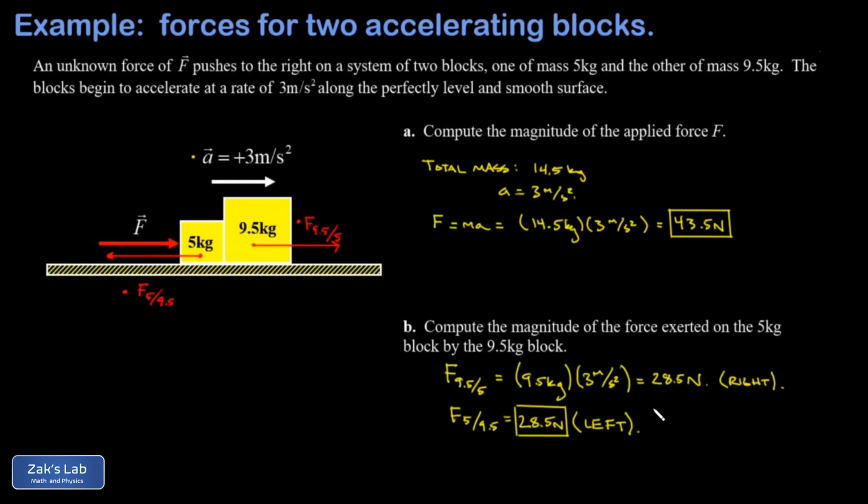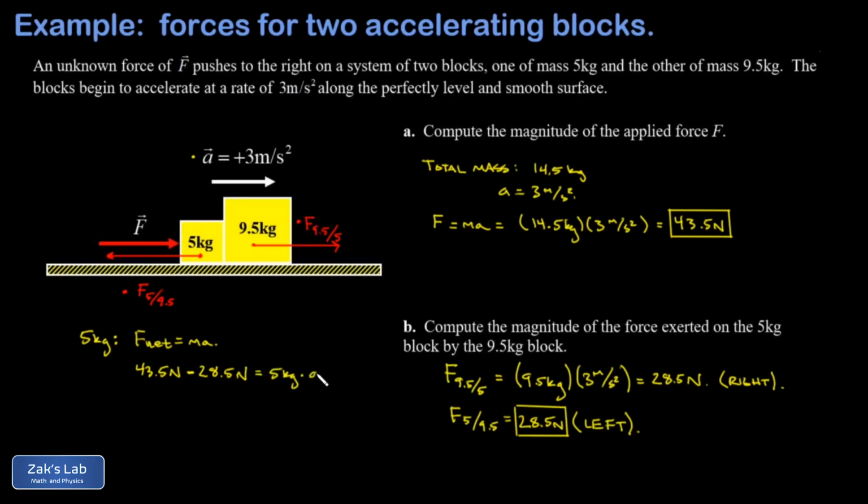What we can do is then analyze the net force on the 5 kilogram block and verify that it comes out with an acceleration of 3 meters per second squared. That 5 kilogram block has two forces pushing on it. It has the applied force of 43.5 newtons coming from the left, and it has that reaction force, the 9.5 kilogram block pushing on it from the right. So using rightward as our positive direction here, the net force is 43.5 newtons to the right minus a 28.5 newton force. That's to the left. And then our mass is 5 kilograms.